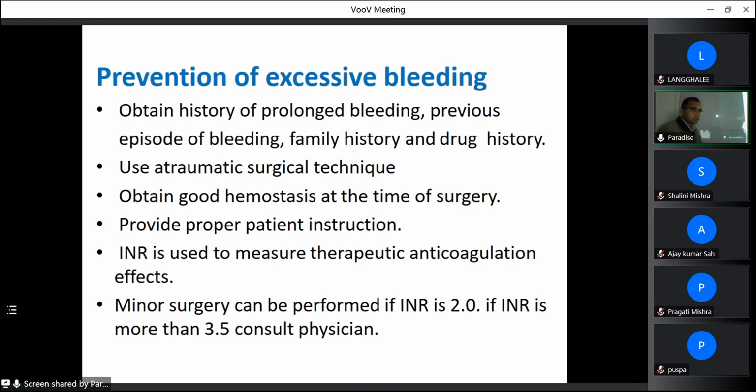If it is within 0.7 to 1.2, it's okay, no need to worry. If it is more, then you have to manage accordingly. Minor surgery can be performed if INR is 2. If INR is more than 3.5, consult a physician.